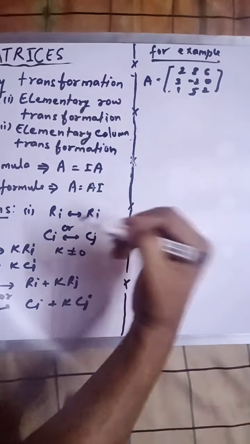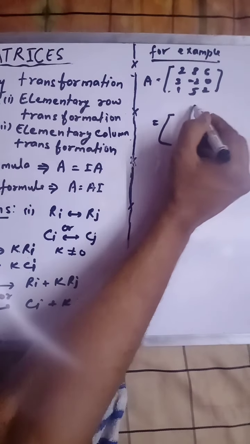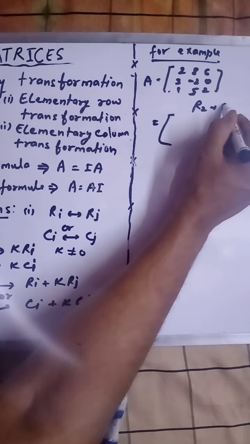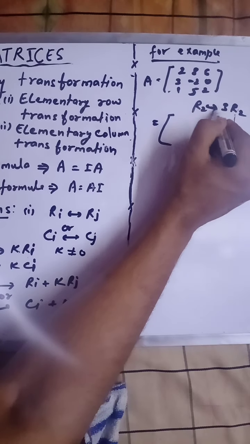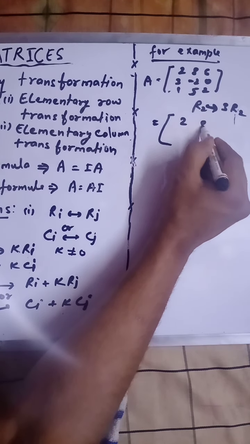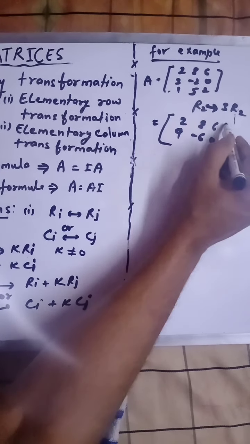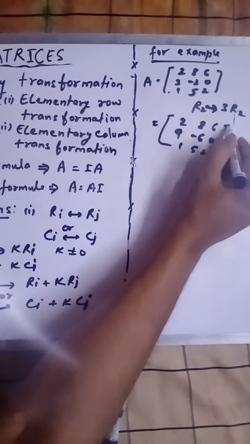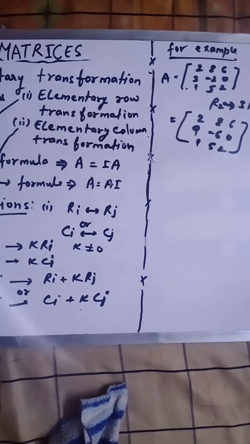Here I want to apply the second operation. I am multiplying the row R2 by 3, so R2 becomes 3 times R2. You multiply 2, 8, 6: it would be 9, it would be minus 6, it would be 0, and the rest remains the same. This is an application of operation 2. This is how you can apply operation 2.